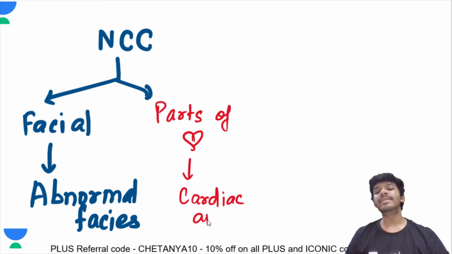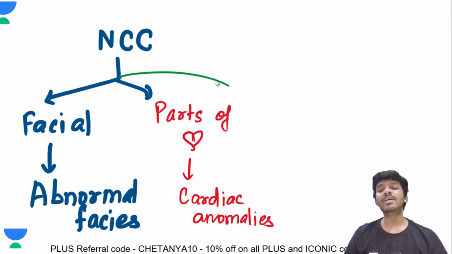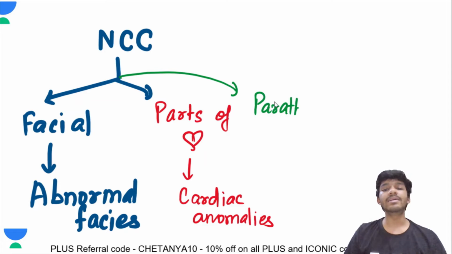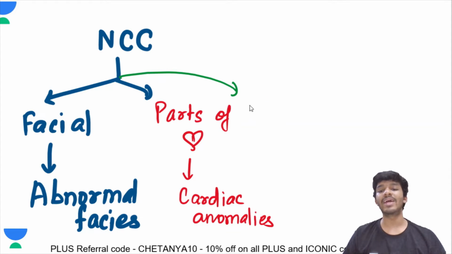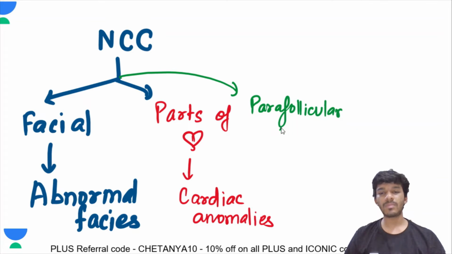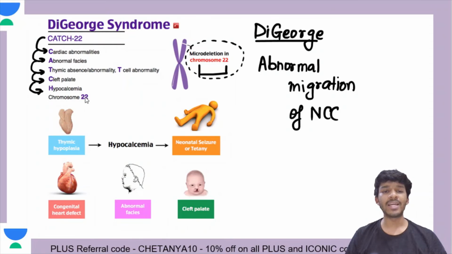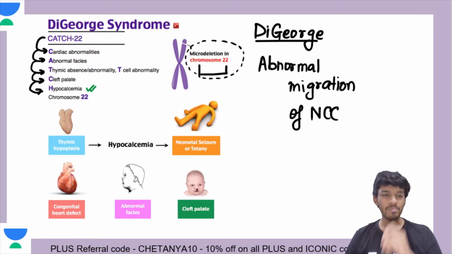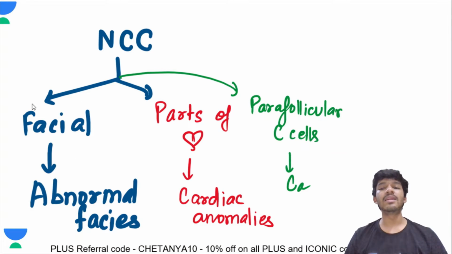Then, neural crest cells also go into the ultimobranchial body, and they give rise to the parafollicular cells or C cells. They have a role in calcium balance. And what was the point with H? H was hypocalcemia. Although this will seem a little counterintuitive, because parafollicular cells, or C cells, release calcitonin, which reduces calcium, you can remember it is related to calcium.